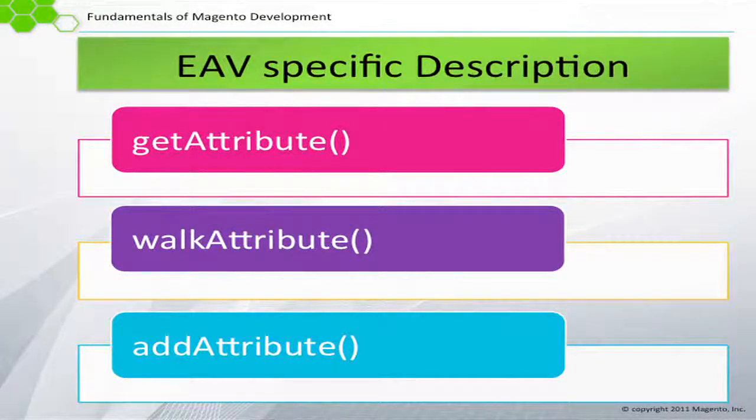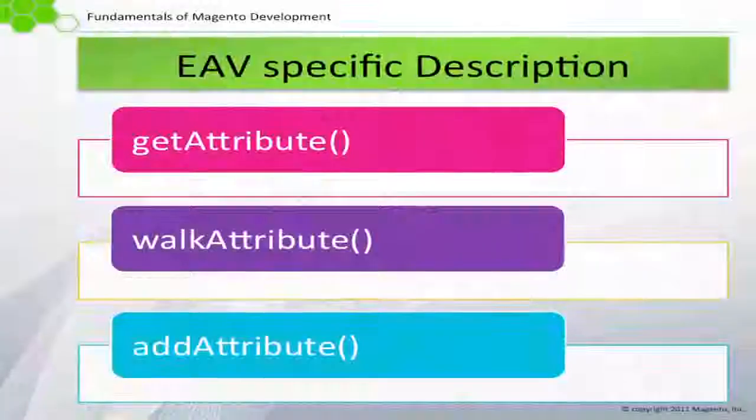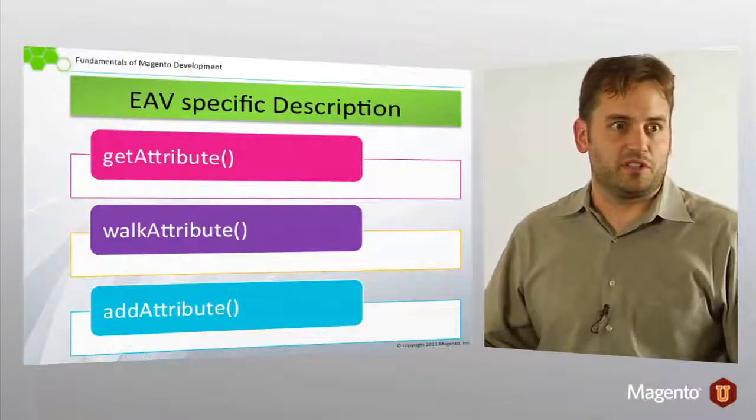All right. Get attribute, walk attribute, add attribute. These are funny things that you can do through the resource of an EAV entity. Get attribute will get you that attribute model, so from there you can find out the meta information: backend, frontend, source, and all sorts of meta information about it. Walk attribute lets you go through and have a callback function. Then add attribute is what you'd use to add an attribute to that entity. We'll be doing this in just a second.